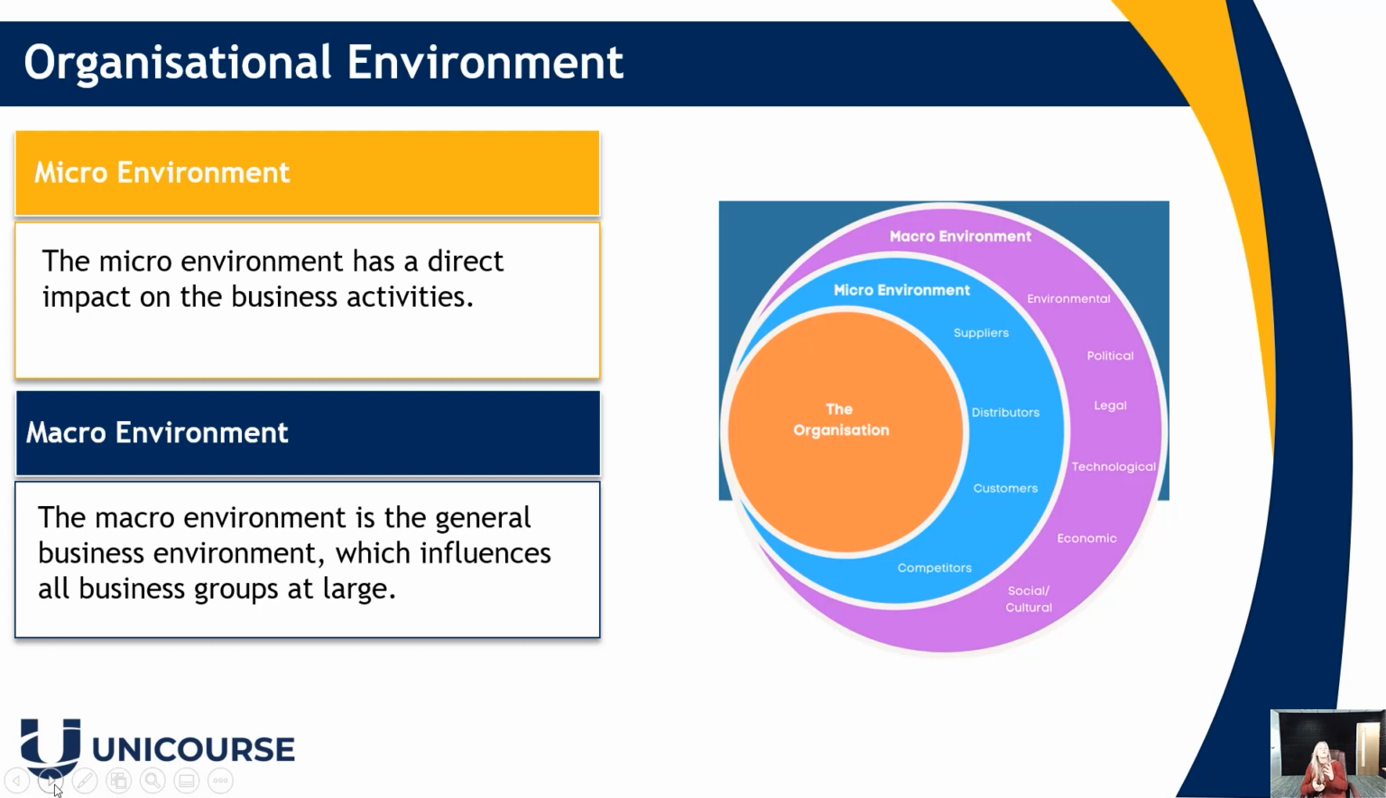But thinking about the organisational environment and thinking about the different areas, you've got the micro environment that has the direct impact on business activities. If the distributors or the suppliers were to change, a lot has due to Brexit, that could have a severe impact on the organisation. You'd need to plan for that. And then you've got the macro environment, which is more general to industry. And that's where you mainly focus the PESTLE analysis.